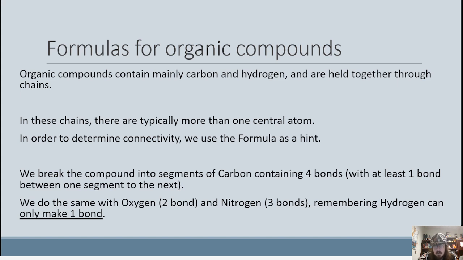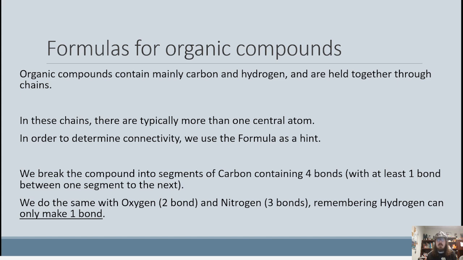So we're going to draw a carbon with 4 lines coming off of it, and one of those 4 lines must be connected to the next chain. And then we'll fill in the rest of those lines with atoms that are adjacent to it in the formula. We're going to do the same thing with oxygens and nitrogens. Those are the 2 most common heteroatoms, atoms that are different from carbon and hydrogen, that are going to be present in an organic compound.